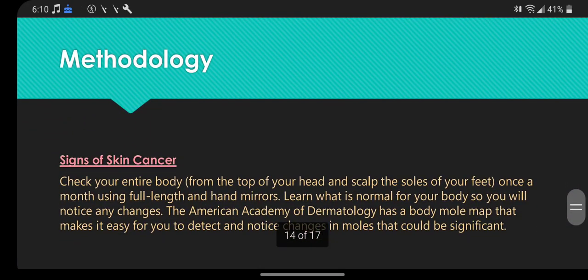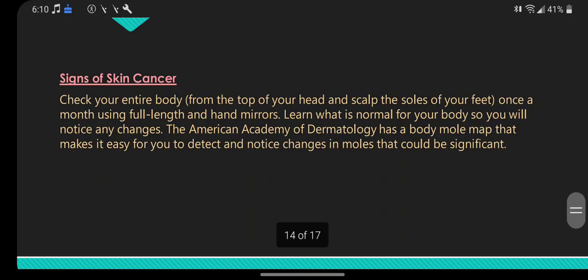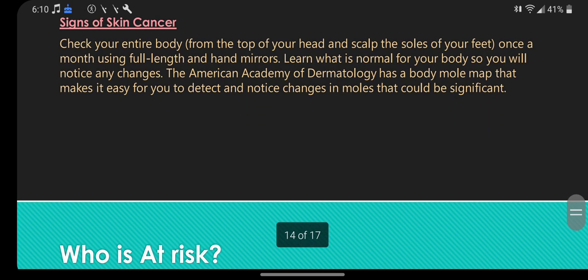Methodology. Signs of skin cancer. Check your entire body, from the top of your head and scalp to the soles of your feet, once a month using full-length and hand mirrors. Learn what is normal on your body so that you will notice any changes.